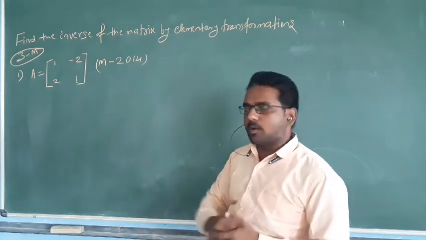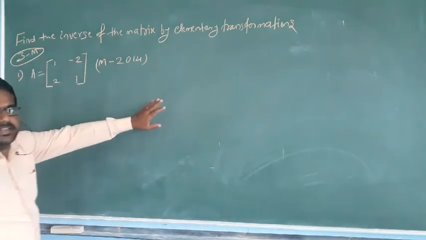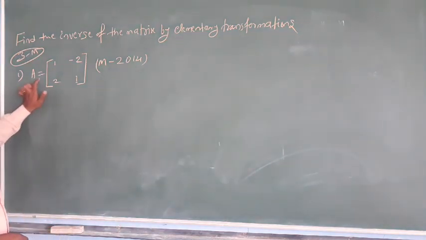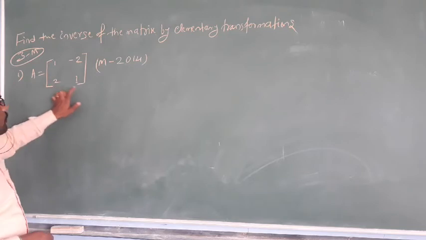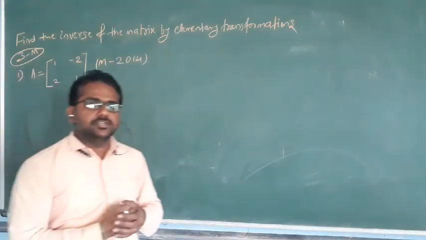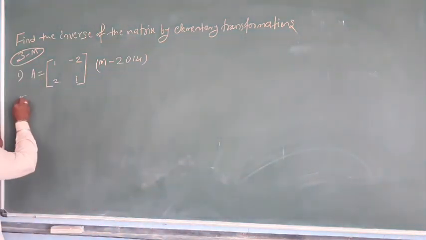I have written one problem here. Find the inverse of the matrix by elementary transformation. That is matrix A equals 1 minus 2, 2 1, a 2 by 2 matrix. It appeared in March 2014. So how to find this?